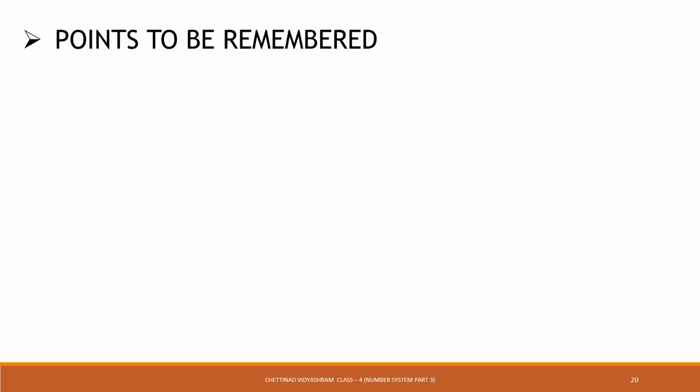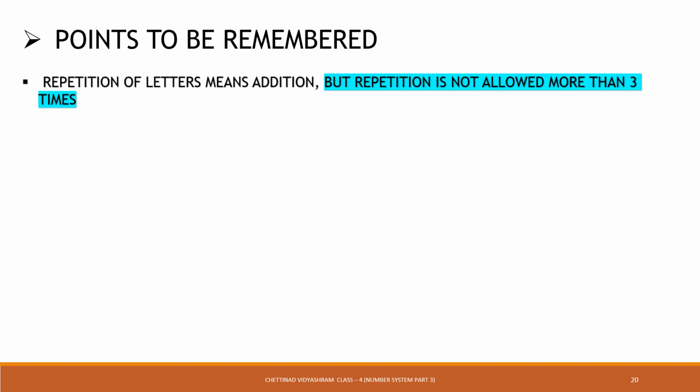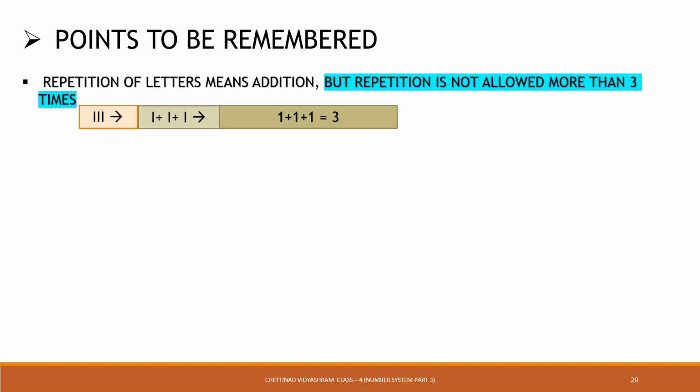Points to be remembered while writing Roman numerals. Repetition of letters means addition, but repetition is not allowed more than 3 times. Repetition means writing the letter again and again. See, for example, III. Here I has been repeated 3 times, and repetition is not allowed more than 3 times. So, what is the value of III? It is I plus I plus I, which is 1 plus 1 plus 1 equal to 3. Next, X.